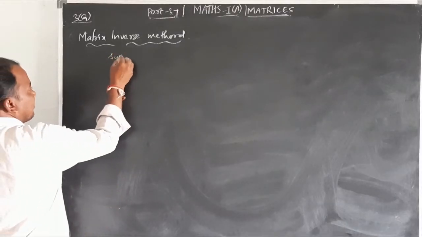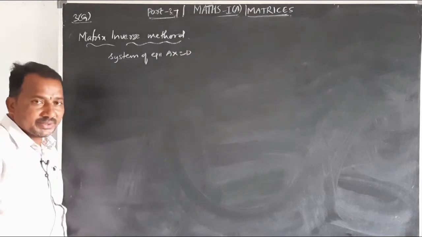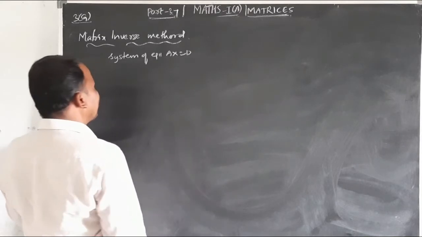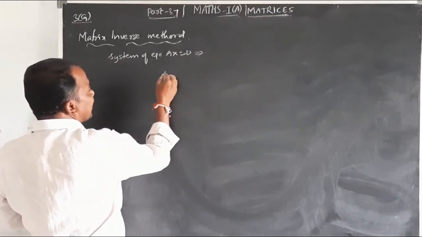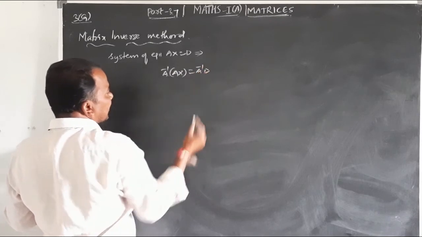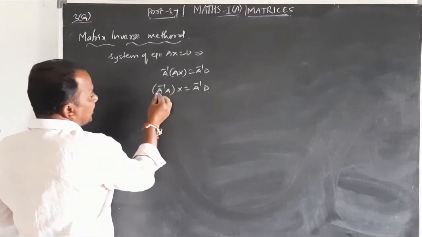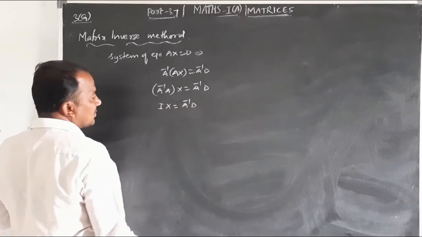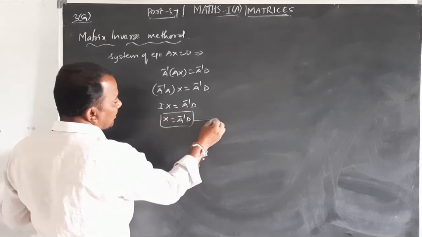For the system of equations Ax equals D, multiply both sides by A inverse: A inverse into Ax equals A inverse into D. A inverse into A is I, so x equals A inverse into D. This is the inverse method.